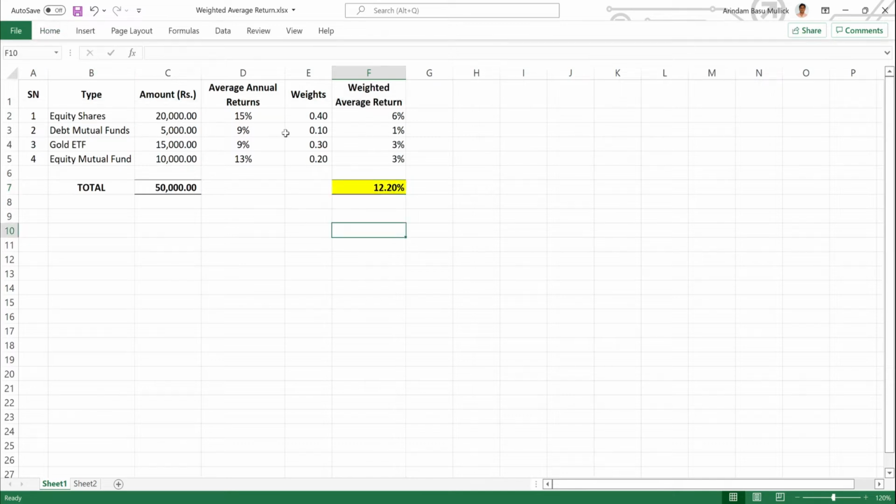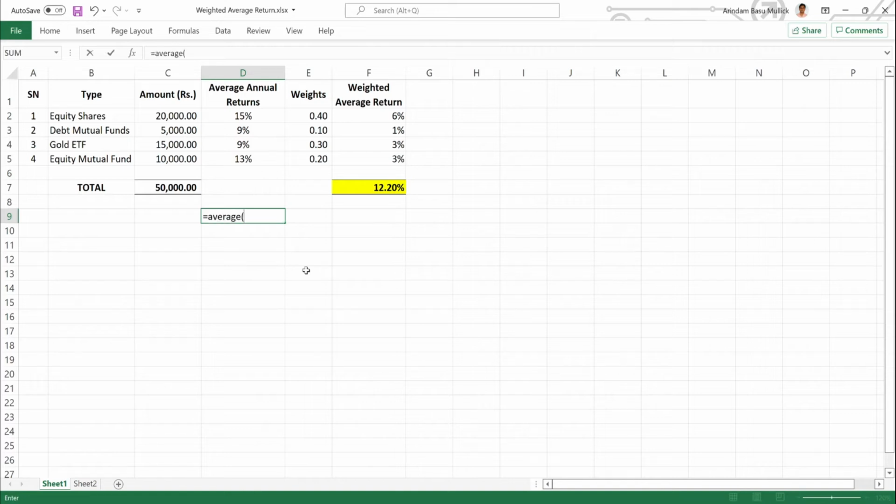Now, the logic behind calculating the return this way is, if equity share is giving you a return of 15% and in the overall portfolio it has a representation of only 40%, you cannot consider this 15% when you're calculating the overall return of your portfolio. You need to take into account the weight equity share represents in the overall portfolio size. And that is the reason first we are calculating the weights and then we are multiplying the return with this weight here.